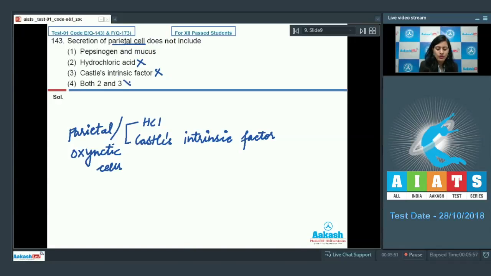And option number 4 is also incorrect because 2 and 3, that is HCl, hydrochloric acid, and Castle's intrinsic factor, are secreted by parietal cells. Pepsinogen and mucus, these two secretions are not produced by parietal cells. On the other hand, this pepsinogen and mucus are secreted by chief cells and goblet cells respectively. So the correct answer for this question is option number 1. Let's move on to the next question.